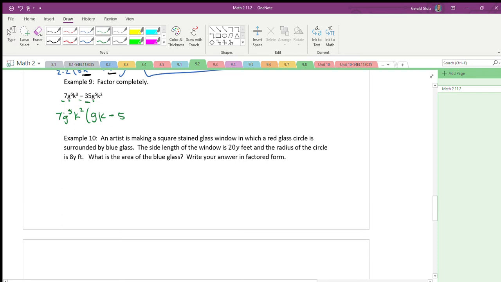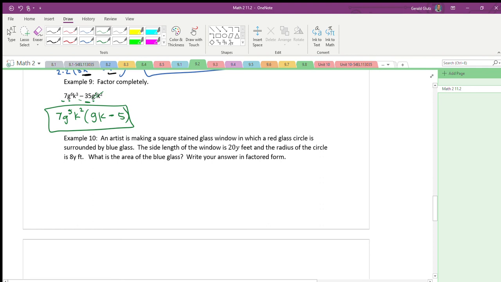G to the 5th, we took out g to the 5th, so now there's no more g's left. K squared, we took out 2 of those k's, so no more k. So this would be our answer.